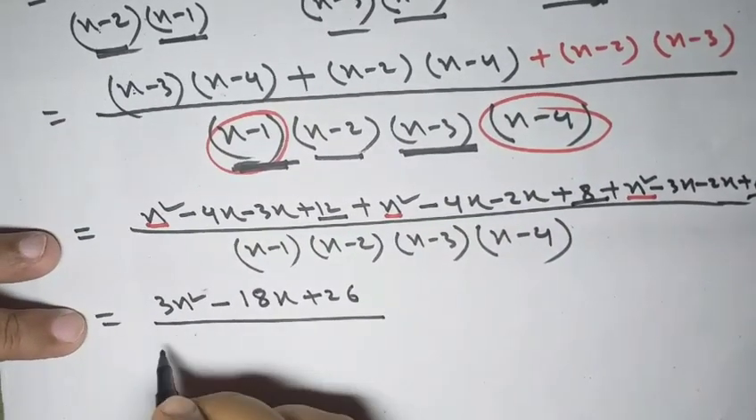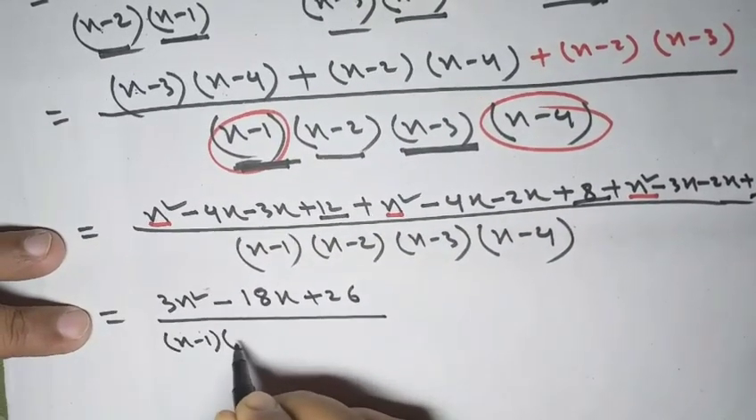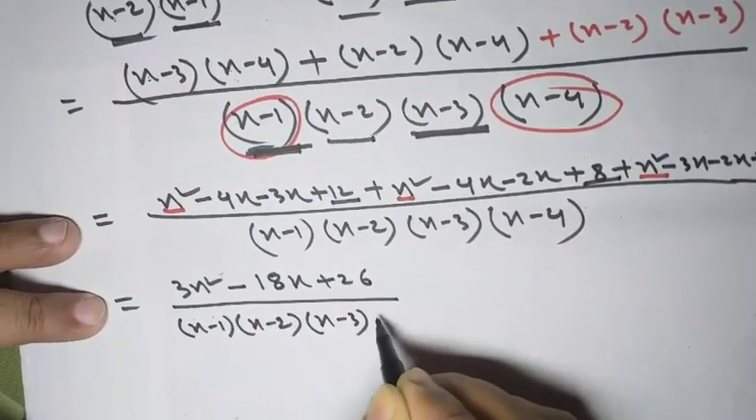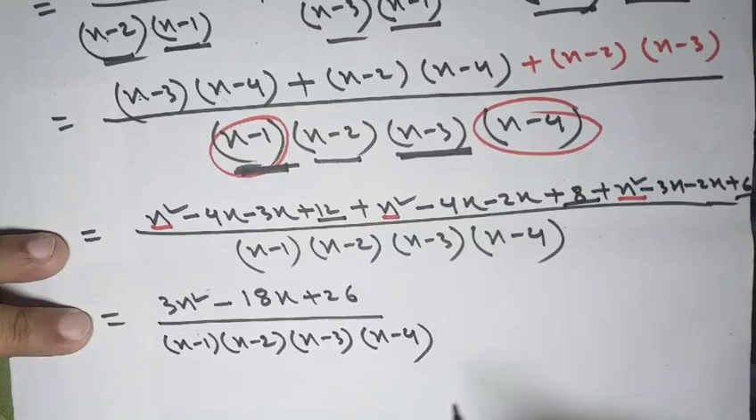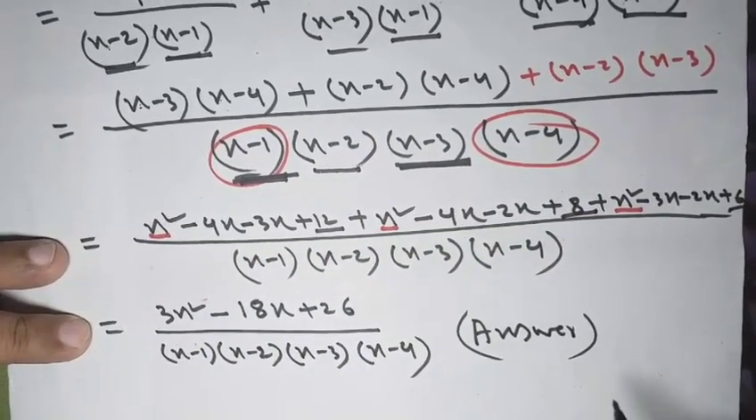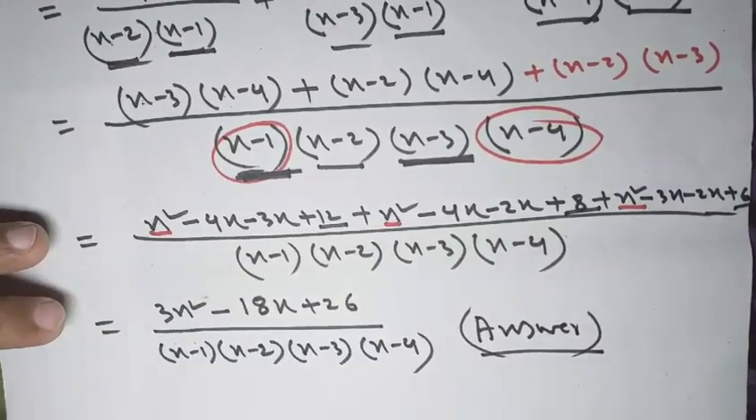Then I will write x minus 1, x minus 2, x minus 3 and x minus 4. This is the answer of 3E.